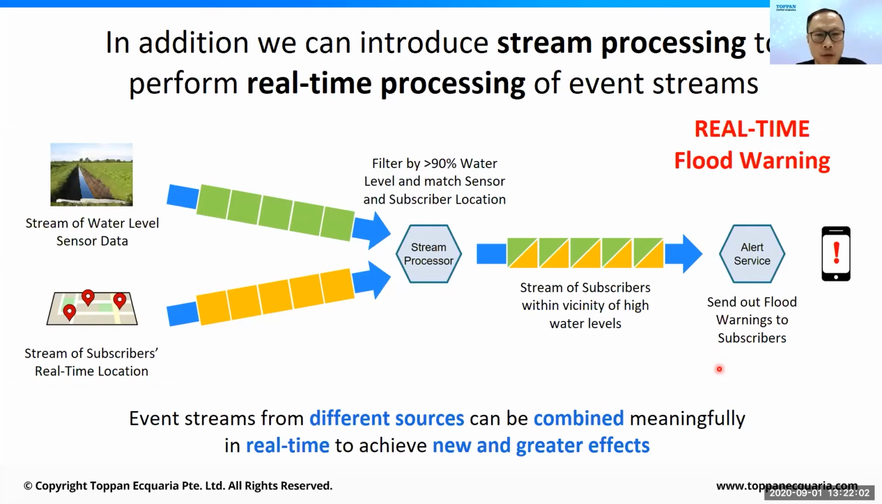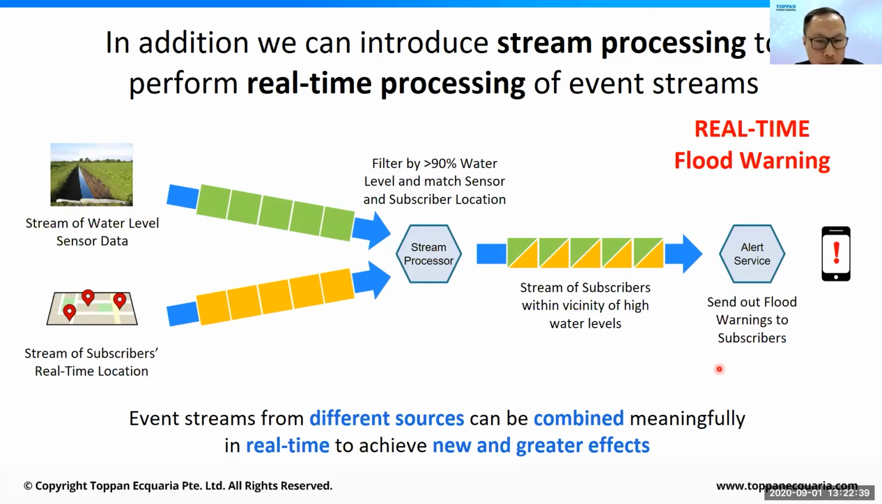Okay, let's say you have this event streaming platform in place. So you can combine streams from different sources in real time to deliver some services. For example, this example is actually a real-time flood warning system. So imagine you have water sensors throughout the island in your drainage system, detecting the water level in the drainage, and you pump this stream of data into your event stream.